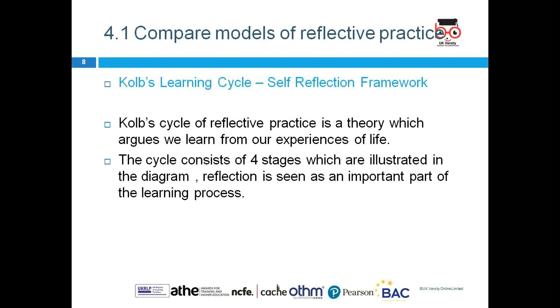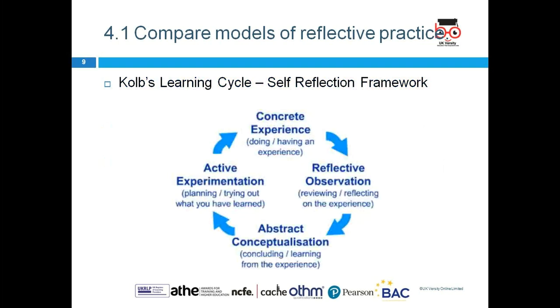Then we go on to Kolb's learning cycle. Now, this is a self-reflection framework also. Kolb's cycle of reflective practice is a theory which argues that we learn from our experiences throughout life. This cycle has 4 stages, and they're illustrated in the diagram that I'm about to show you. Reflection is seen as quite an important part of the learning process. You've probably heard me talk about reflection and evaluation throughout this unit consistently.